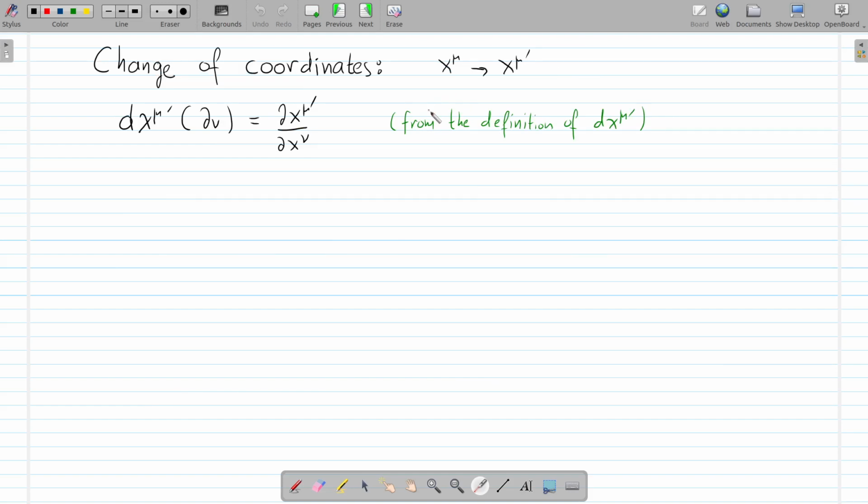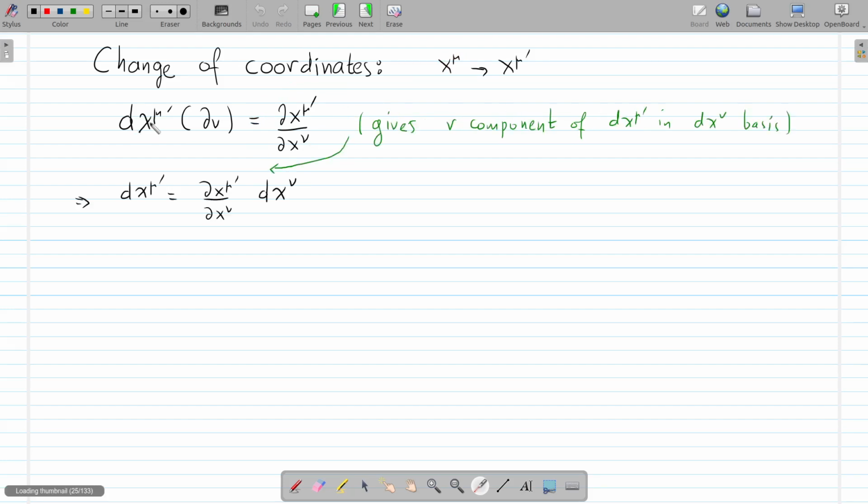If we change coordinates from x mu to x mu prime, then we can consider the gradients of those new coordinates, dx mu prime. Their action on the coordinate basis of x mu is simply the partial derivatives of x mu prime with respect to x nu, and that is coming from the definition of the gradient. But since dx nu is a basis, dx mu prime can be expressed as a linear combination of the dx nu. And this equation here shows us that the coefficients in the linear combination is the right-hand side of this equation.